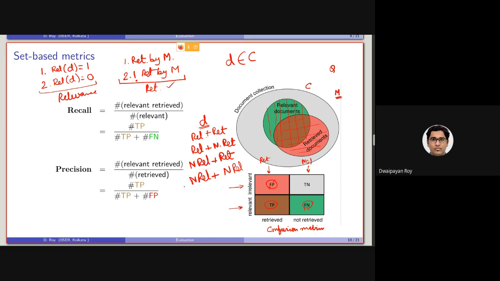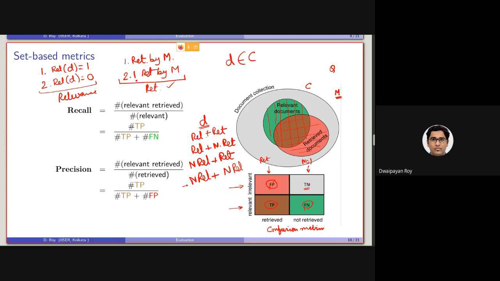The fourth one is non-relevant. The document was actually non-relevant, and it was actually not retrieved by the retrieval system as well. Like a document which is non-relevant, and the retrieval system is also predicting that it is non-relevant. It is basically called true negative.